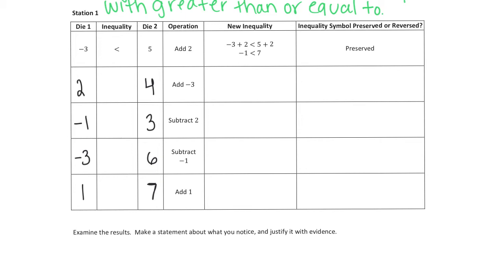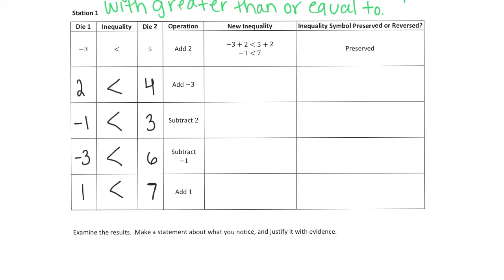To fill the inequalities, I know that 2 is less than 4. I know that negative 1 is less than 3. I know that negative 3 is less than 6. And I know that 1 is less than 7. So right now, all our inequalities should be less than.